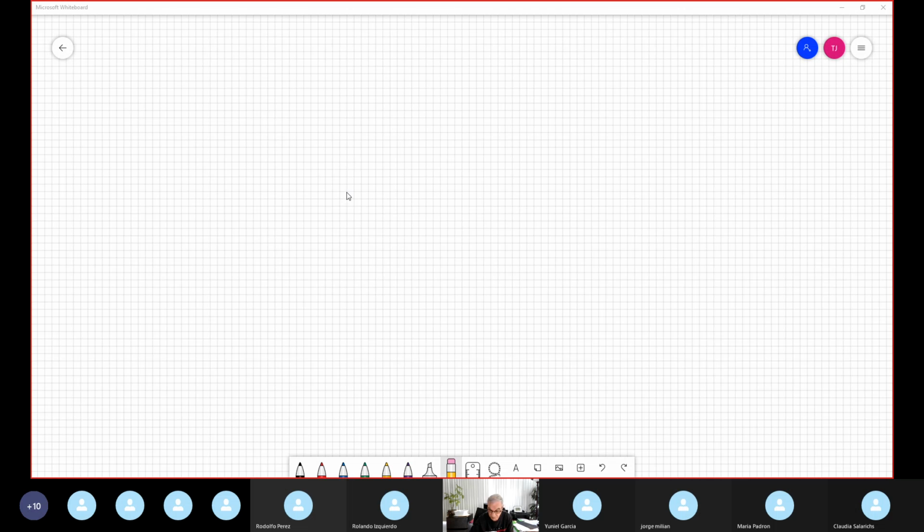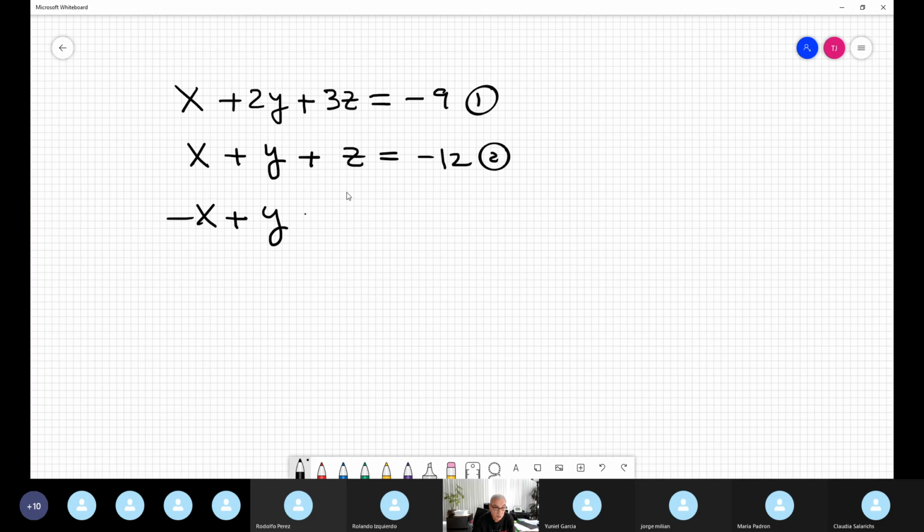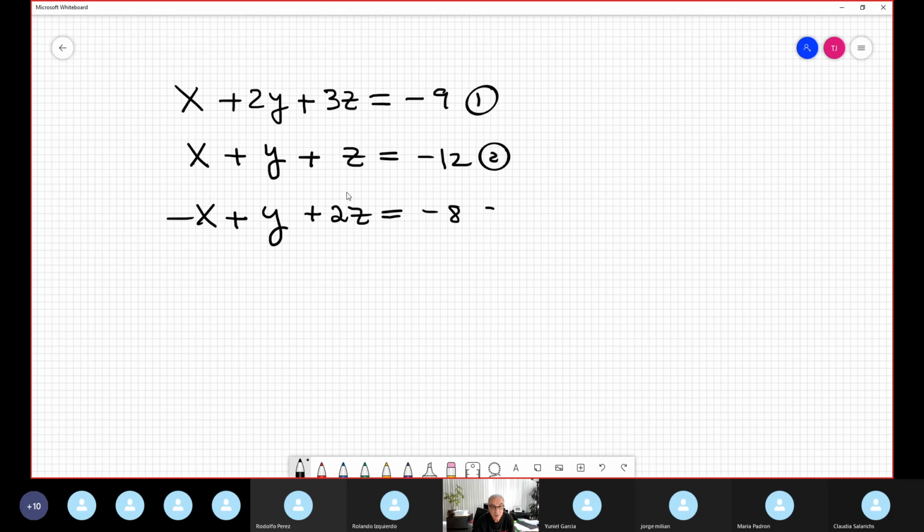Suppose this example. x plus 2y plus 3z equals -9. Equation 1. x plus y plus z equals negative 12. Negative x plus y plus 2z equals negative 8. Equation 3.